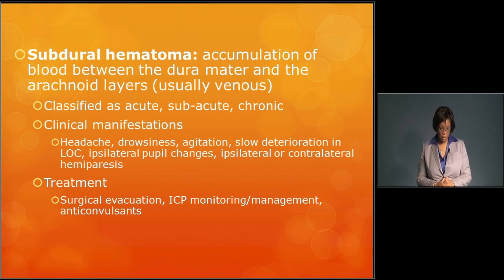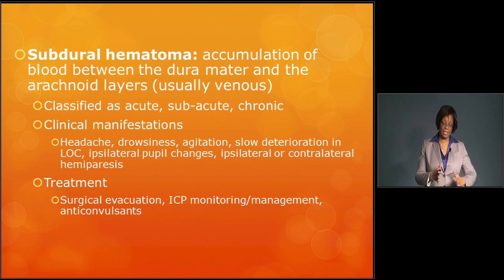All right, we have our subdural hematoma, which is a collection or accumulation of blood between the dura mater and the arachnoid layers. Typically, the subdural hematoma is seen with a linear skull fracture to the temporal region, and is typically a venous bleed, which means that the symptoms are going to be a little bit more insidious, not as rapidly progressing.